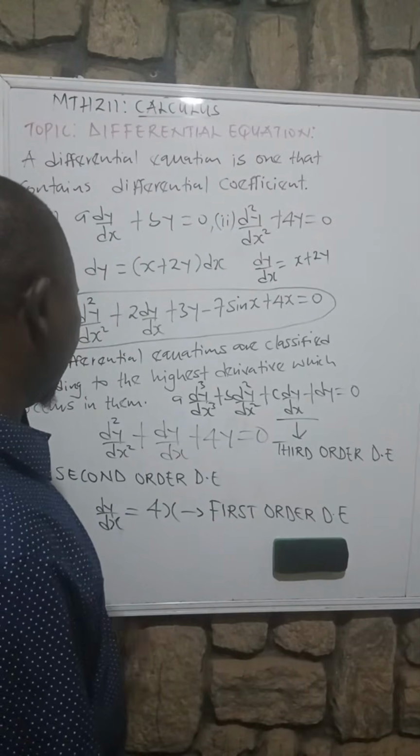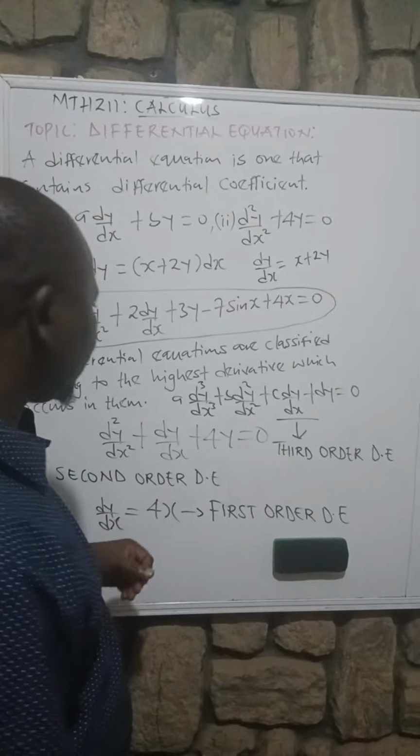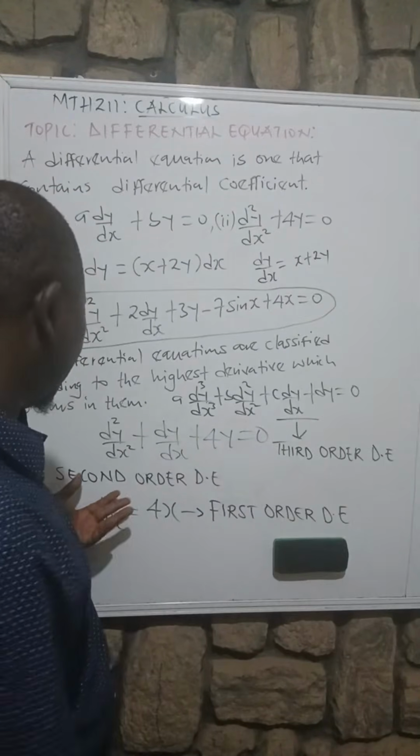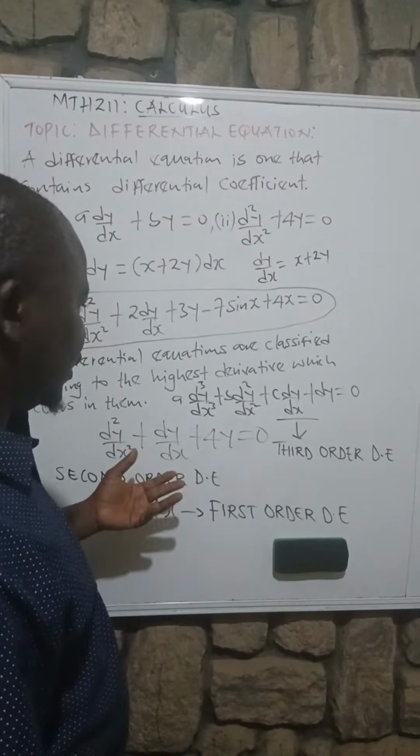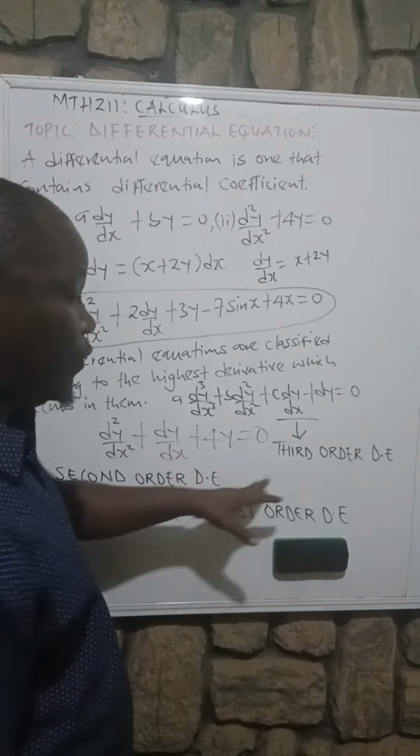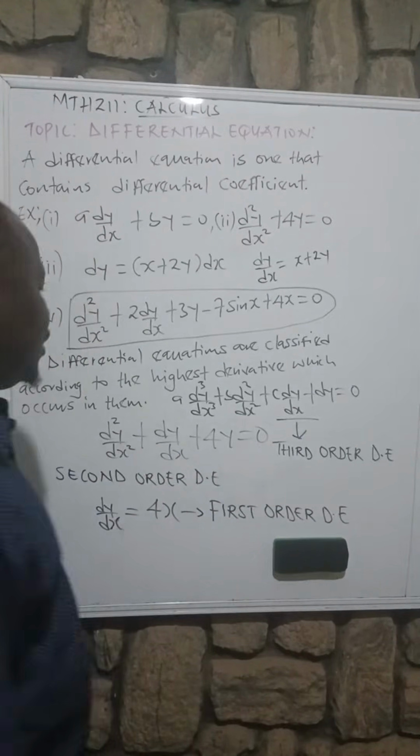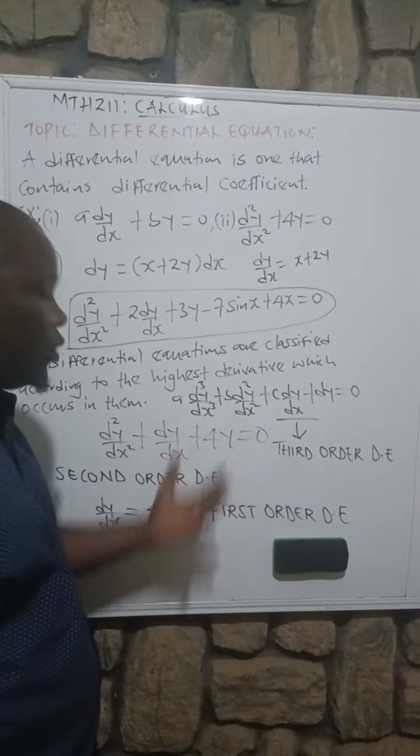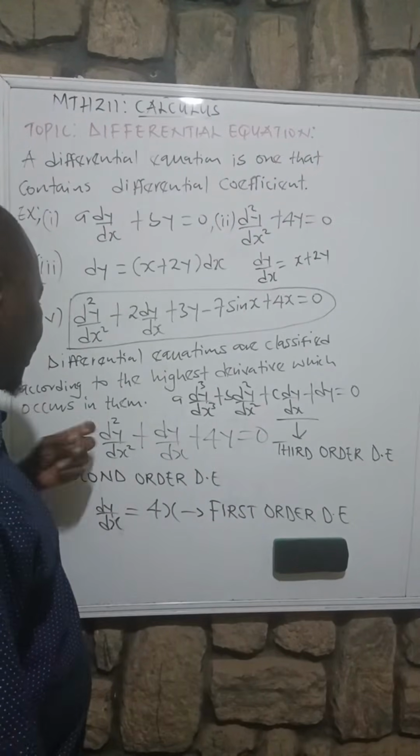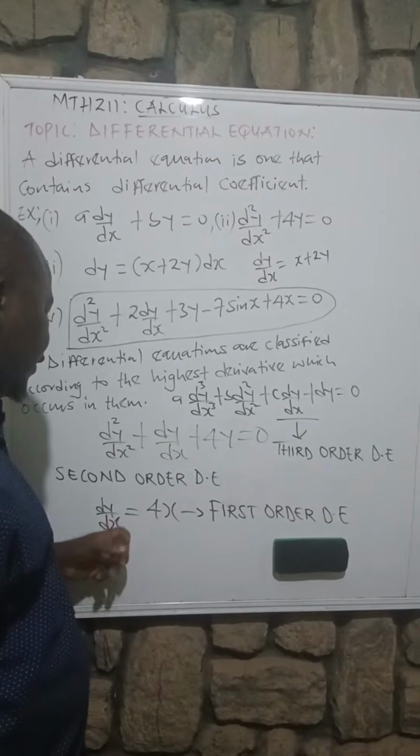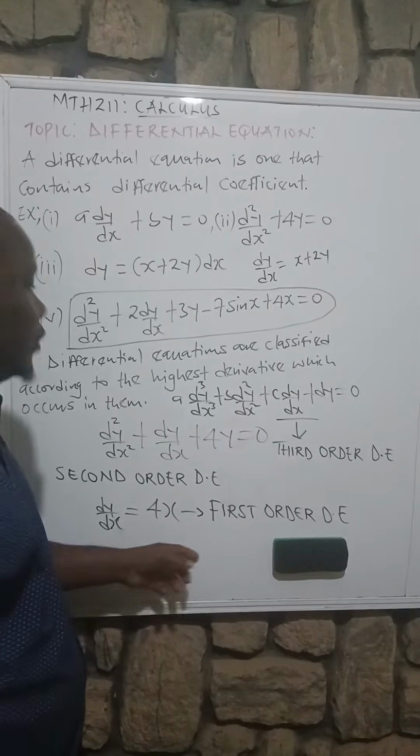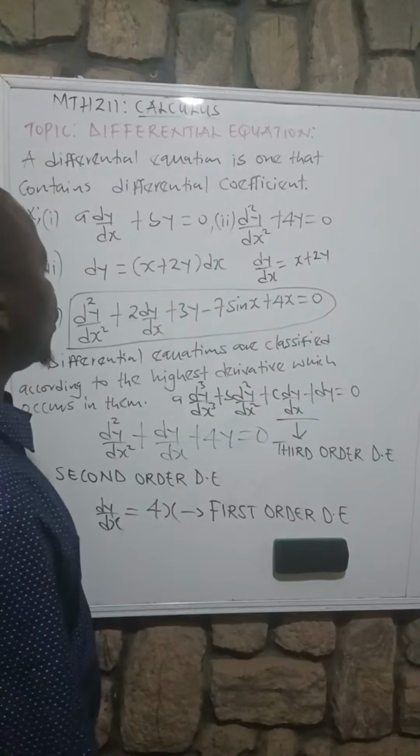So whenever you are asked to identify the order of the following differential equations, you'll be able to identify them. This is second order, this is first order. Is that clear? So take note.